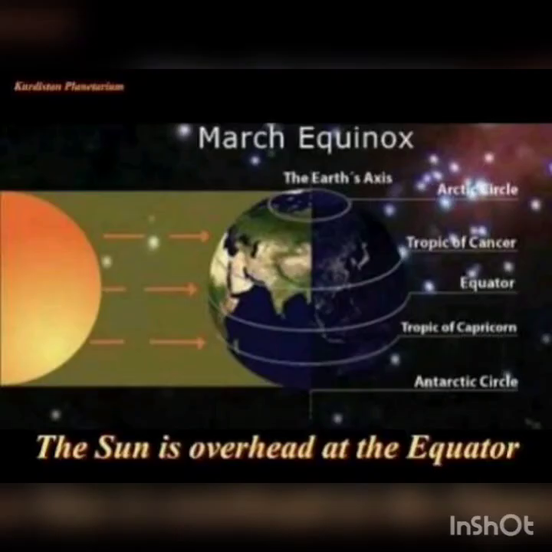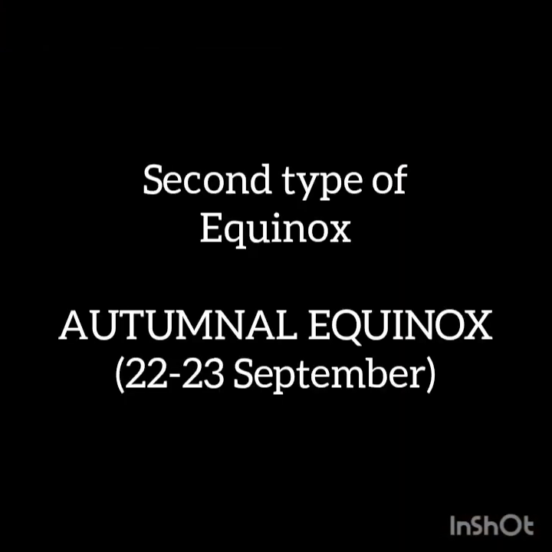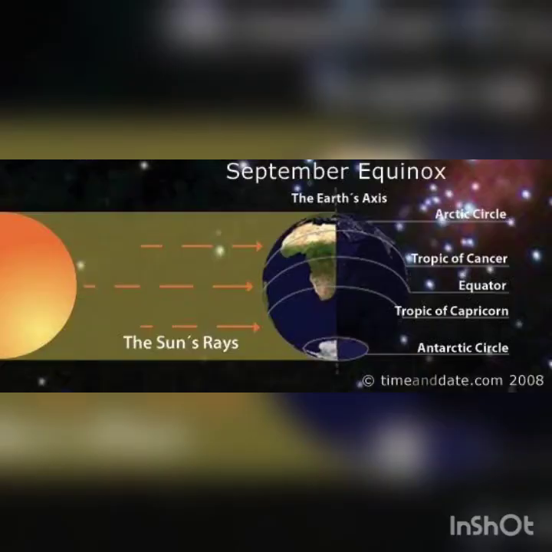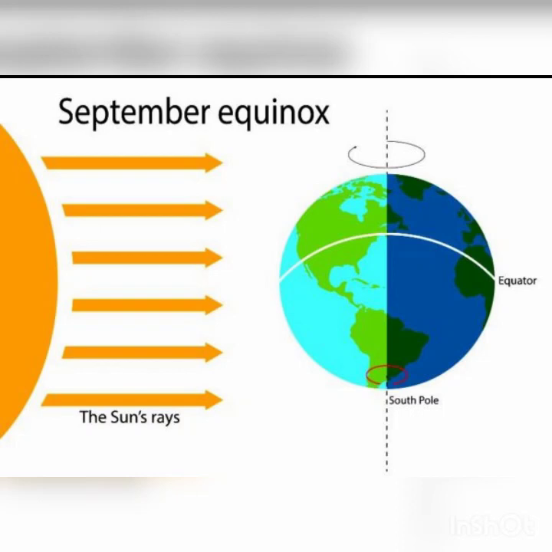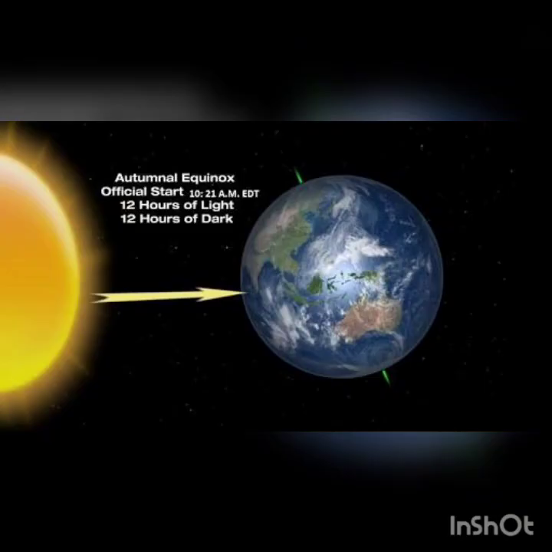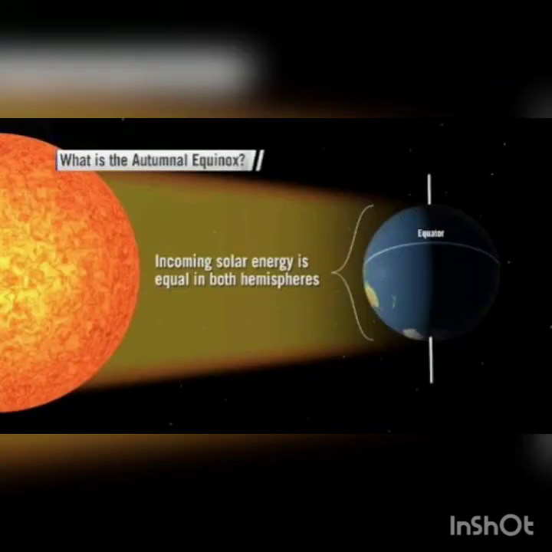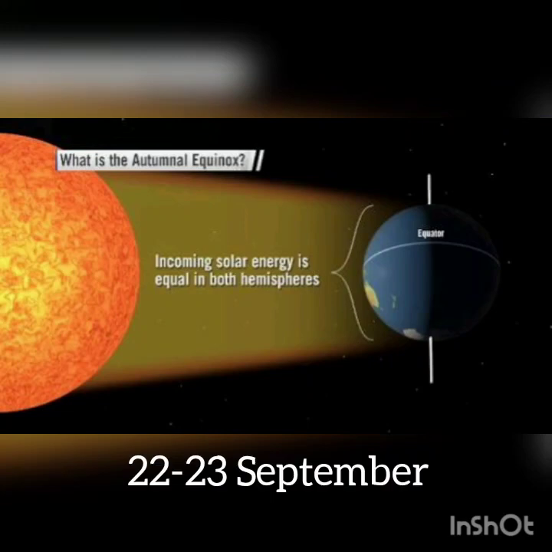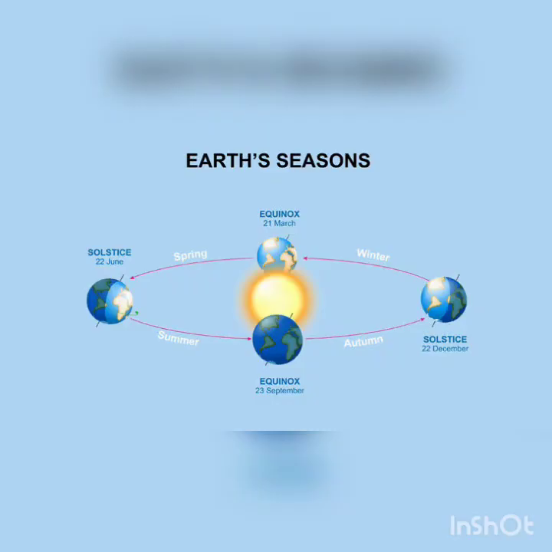Now the second type of equinox, that is autumnal equinox. The autumnal equinox is the first day of the autumn season and occurs when the sun passes the equator, moving from the northern hemisphere to the southern hemisphere. The North Pole begins to tilt away from the sun. Day and night have almost the same length. This happens approximately around 22nd to 23rd September. It is autumn season in northern hemisphere, so it is known as autumnal equinox.